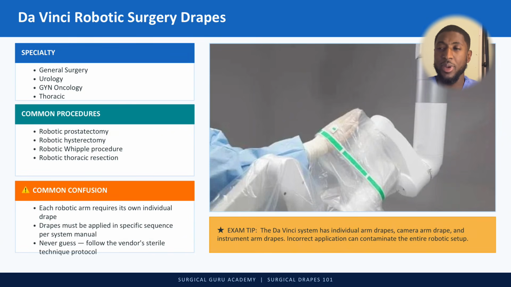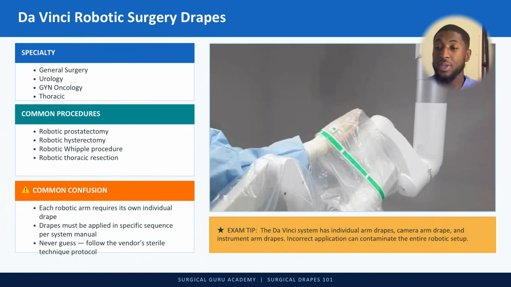The sooner you drape them, the better, because that's really the main thing that needs to be done before your nurse brings the patient back into the room. Organizing your table can wait until after you drape the robot. Drapes must be applied in specific sequence per system manual. So you don't want to do arm number 3, then arm number 1, and have your sterile drapes in between unsterile arms. It's good to go number 1, number 2, number 3, and then number 4. And it says never guess, follow the vendor sterile technique protocol.